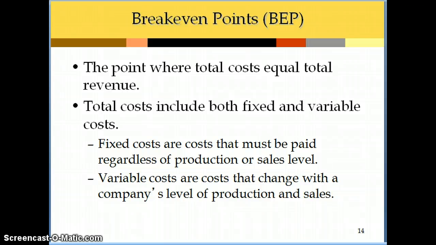The point where total costs equal total revenue is called the break-even point. Total costs include both fixed and variable costs. Fixed costs are the costs that must be paid regardless of the production or sales level. Variable costs are costs that change with the company's level of production and sales.